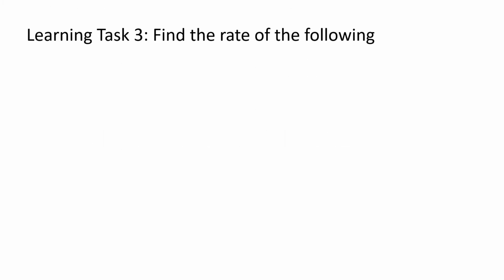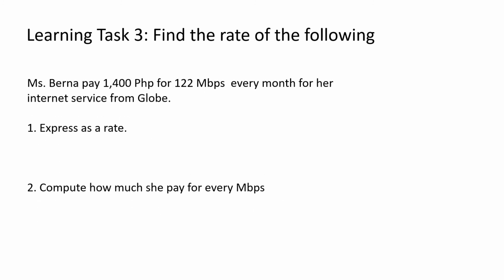For learning task 3. Find the rate of the following. Miss Berna pays 1,400 pesos for 122 Mbps every month for her internet service from Globe. Number 1, you have to express as rate. And number 2, compute how much she pays per Mbps. I will give you 10 seconds to think of your answer. Timer stops.